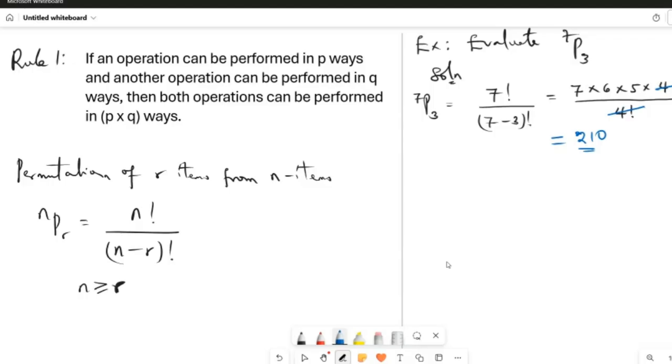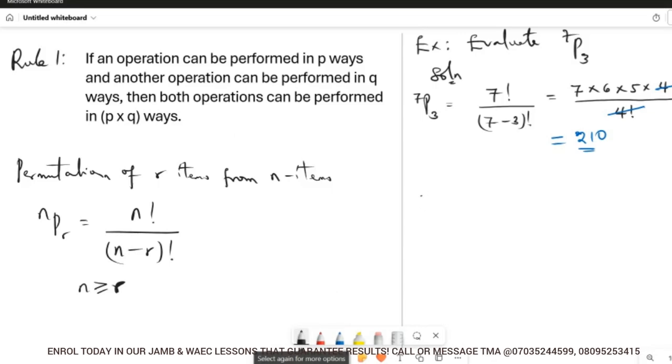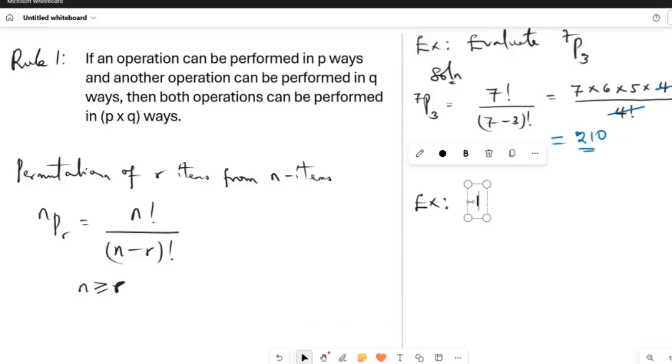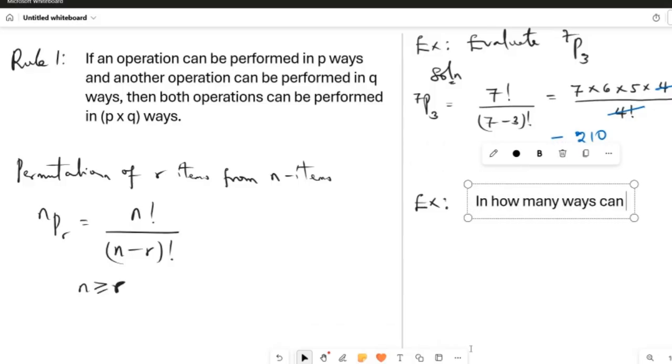Exactly. And then sometimes it is possible for you to be given situational problems. Suppose they said, in how many ways can... okay, I would like to type that out as another example. The question is, in how many ways can... I call it situational, right? Because this one now is not giving you the question directly. It's giving you the question in such a way that you will be forced to use your head and use the formula.